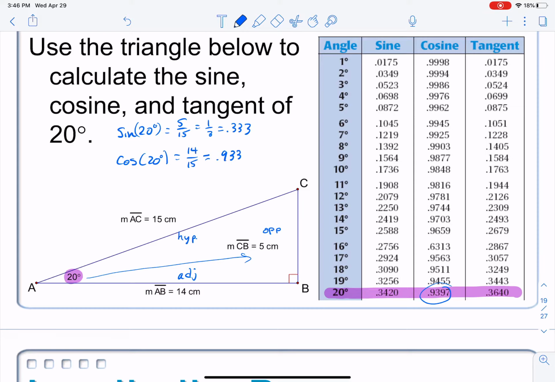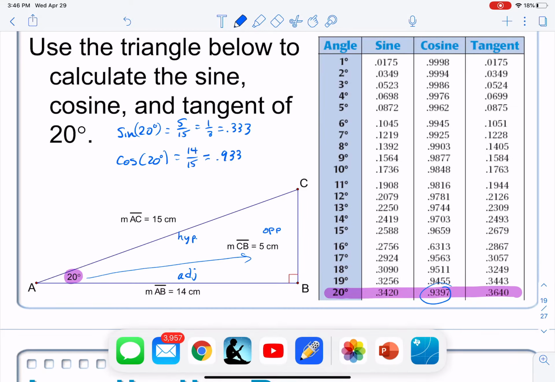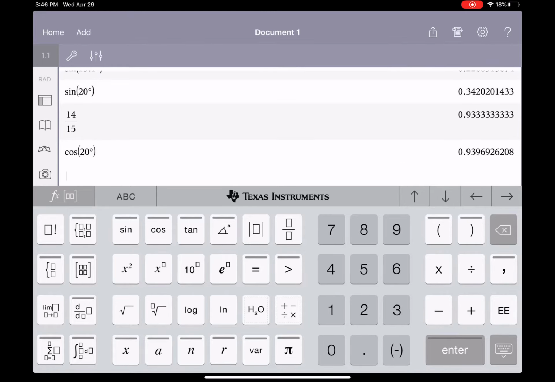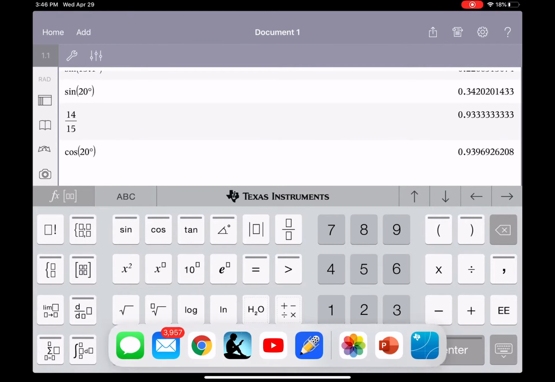All right, and then here it is on the table. Oh, this one looks like it's a little bit more accurate than we had the other one. Just a teensy bit more accurate, and the calculator, of course, is going to give that to us as 20 degrees approximately. Bam.